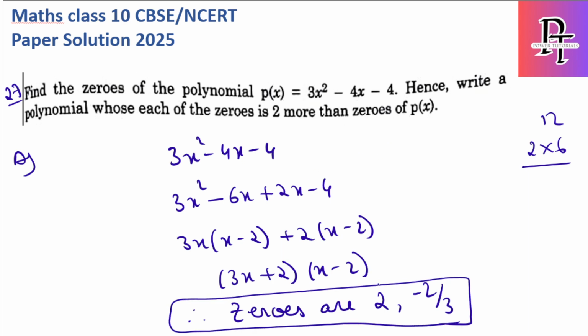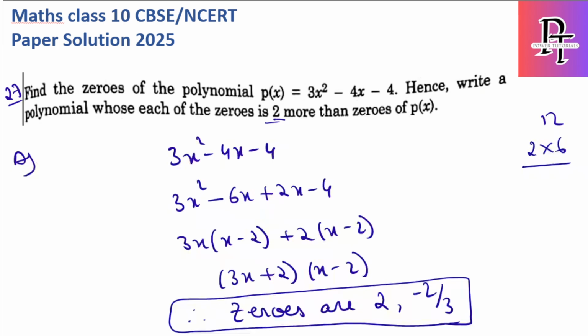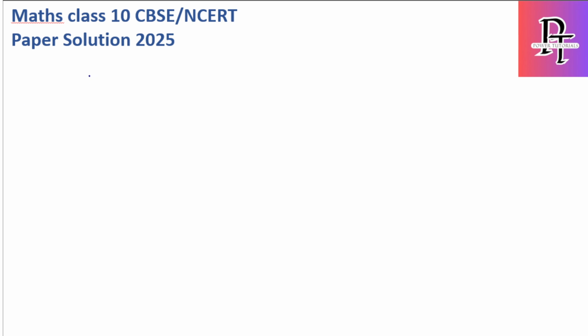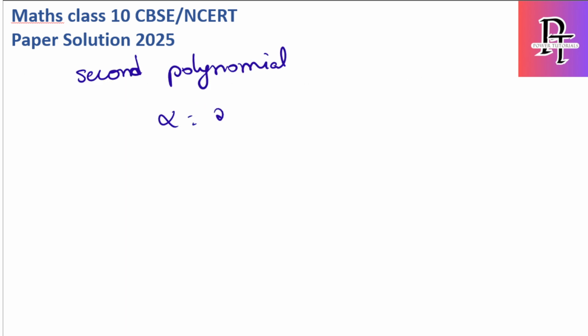Okay, so it is not asking only zeros, so this part is done. They are also asking to write a polynomial whose each of the zeros is 2 more than the zeros of p of x. If I add 2 more to these zeros, what will happen? So for the second polynomial, alpha is equal to 2 more than it. So 2 plus 2, which is 4, whereas beta is equal to minus 2 by 3 plus 2.